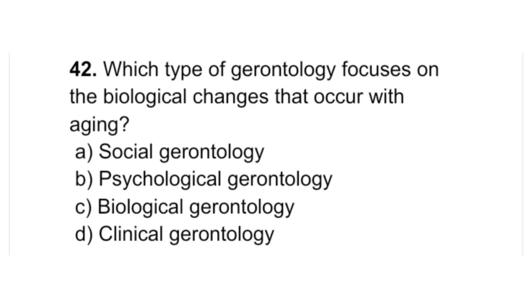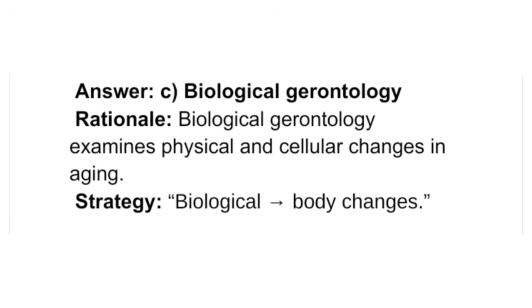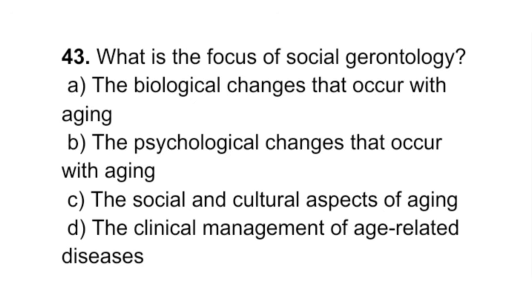42. Which type of gerontology focuses on the biological changes that occur with aging? A. Social gerontology. B. Psychological gerontology. C. Biological gerontology. D. Clinical gerontology. Answer: C. Biological gerontology. Rationale: biological gerontology examines physical and cellular changes in aging. Strategy: biological body changes.